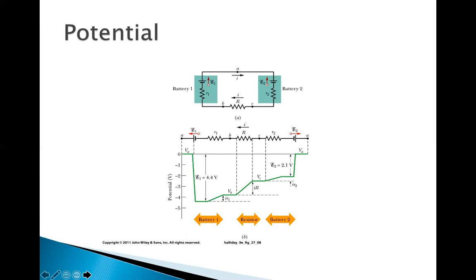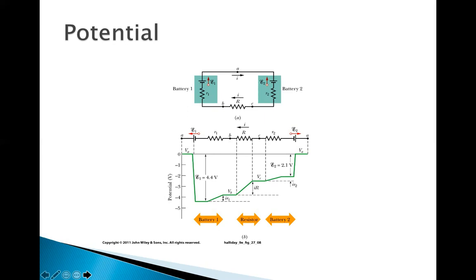Because that's opposite the direction the current goes. And through little r1, it increases a little more because we're going against the current. So if we apply the rules, we can understand how this chart works.